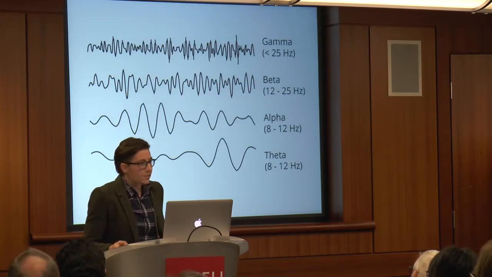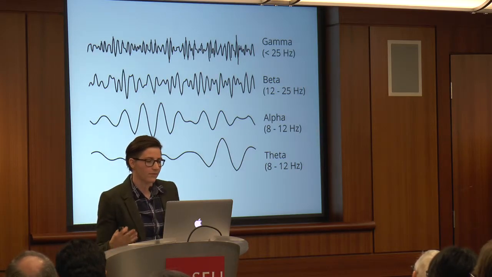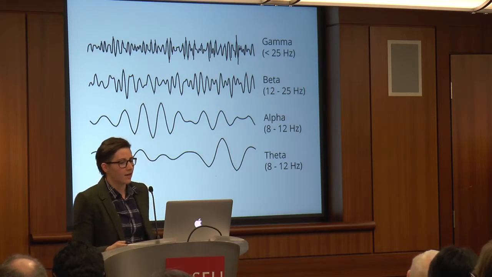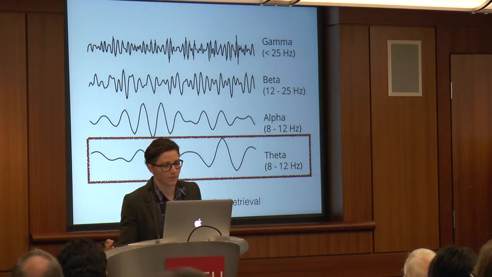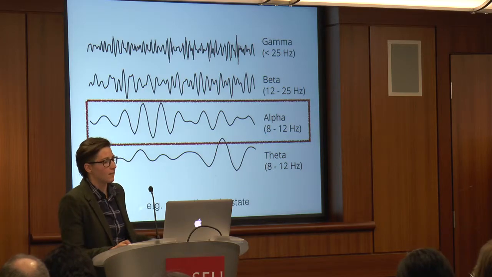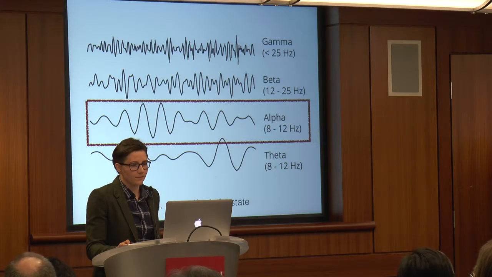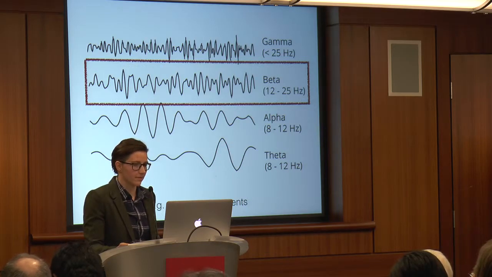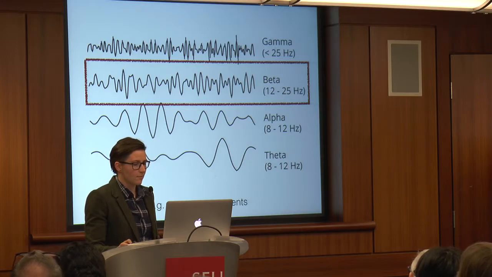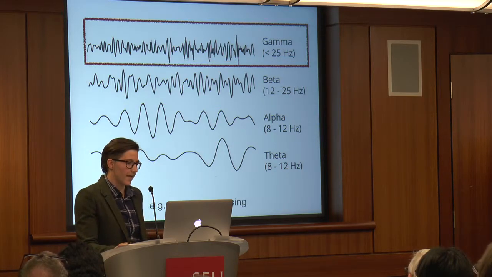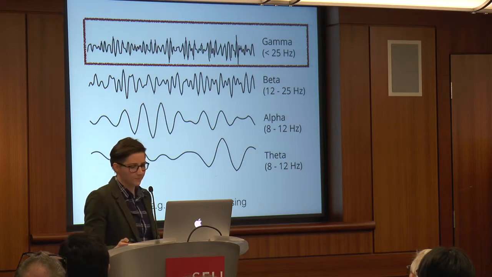As an overview, the frequencies used to build the models today are theta, which is associated with memory encoding and retrieval; alpha, which is usually consistent with the relaxed, wakeful state; beta, which has been associated with executing movements or motor areas; and gamma, which has been previously associated with sensory processing.